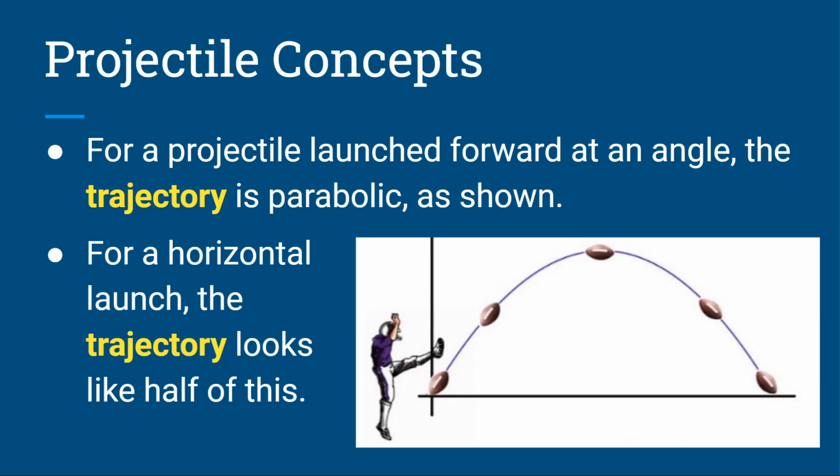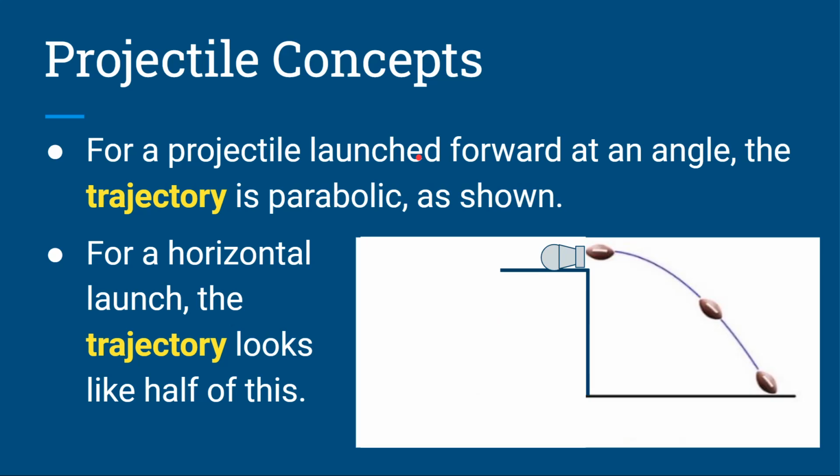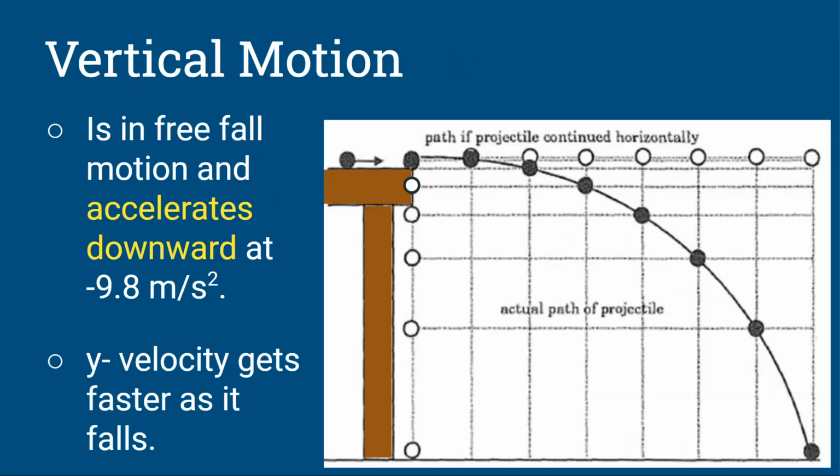All right, for a projectile launched forward at an angle, the trajectory is parabolic. It looks something like this. This is a kickoff or something, or a punt. But if it's a horizontal launch, it'll look like half of that. Okay, if you instead launched your football out of a cannon off of a cliff or something. But you still have a parabolic trajectory, okay, whether it's launched up at an angle or whether it's launched just straight forward. You're going to get that same curve to it.